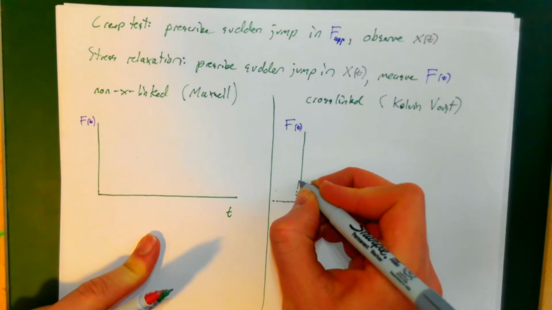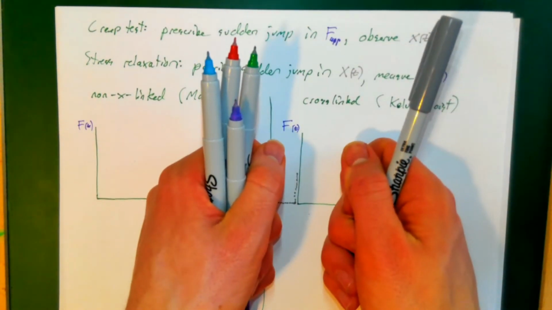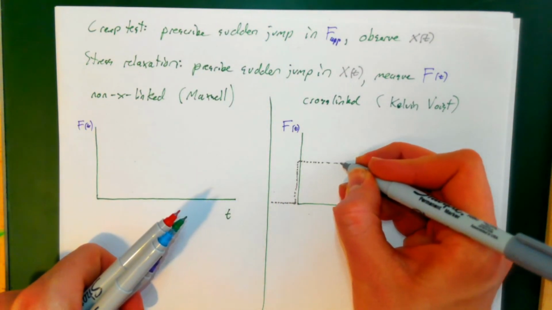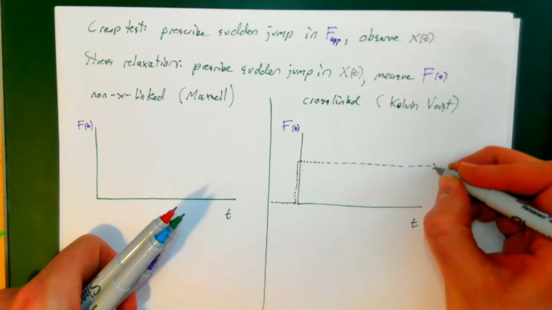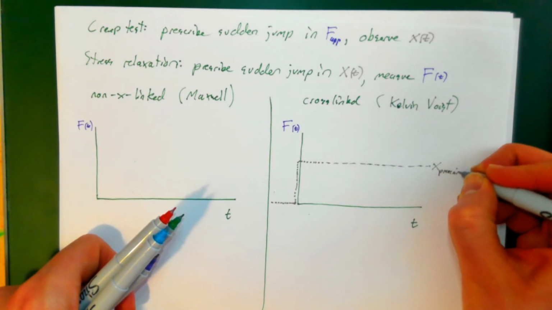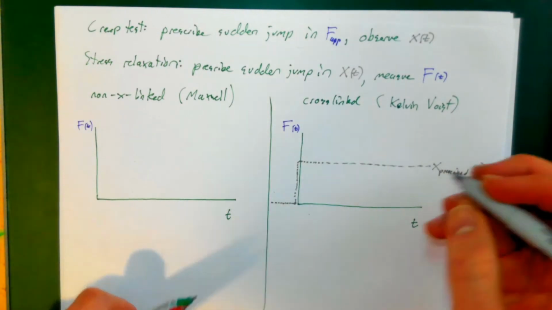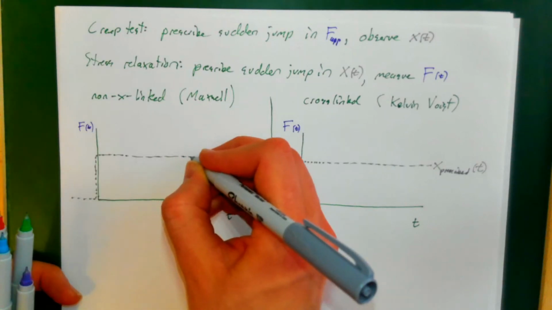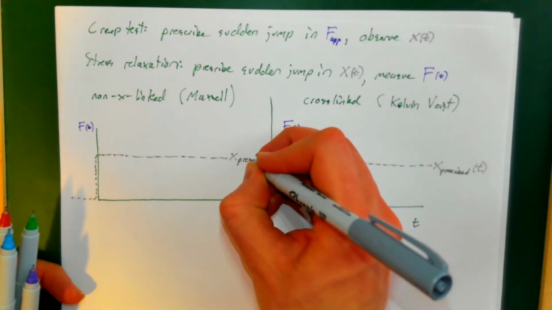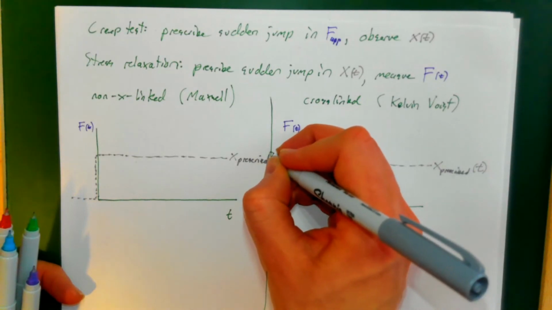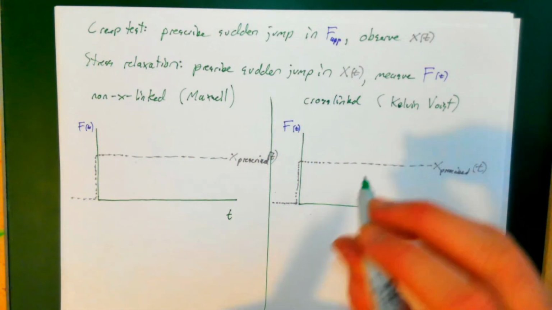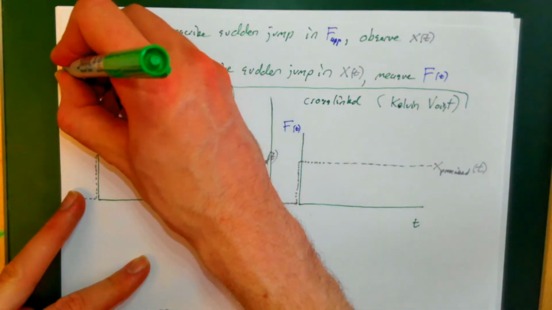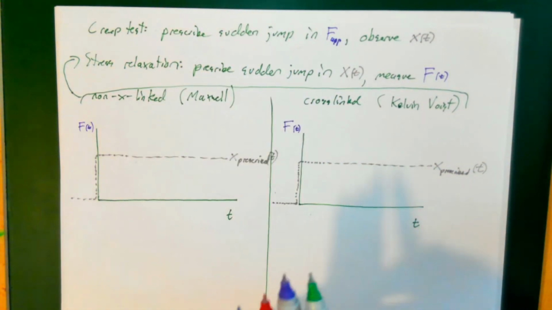So again, our displacement versus time, initially it's not stretched out at all. At time equals zero, we stretch it out very suddenly. So again, this is our x prescribed as a function of time for each of these. And for both of these, what I'm talking about right here is this new test, the stress relaxation.